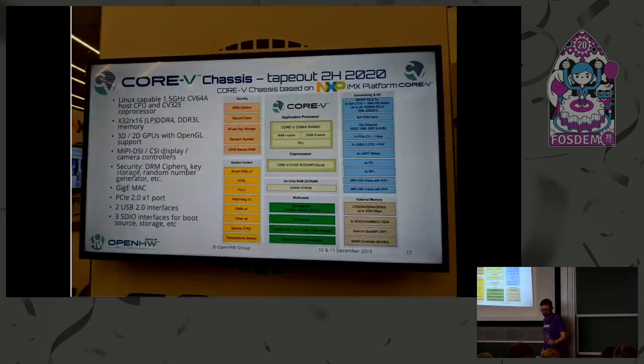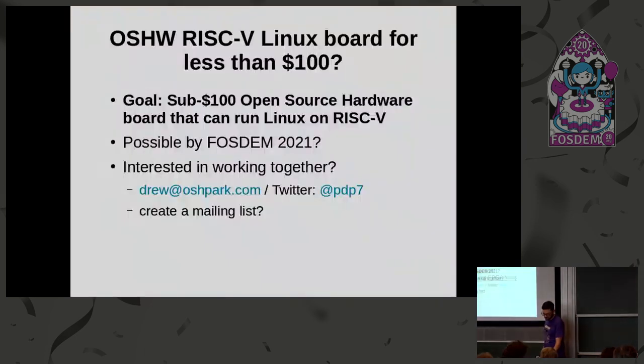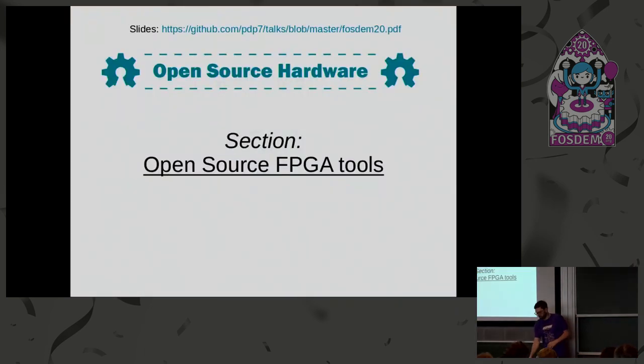However, we don't necessarily have to wait for these SoCs because there are also FPGAs, which is what I have here. This is an FPGA. It's actually a badge with an FPGA on it, and it can actually run Linux on RISC-V.